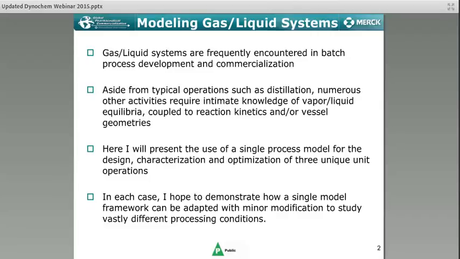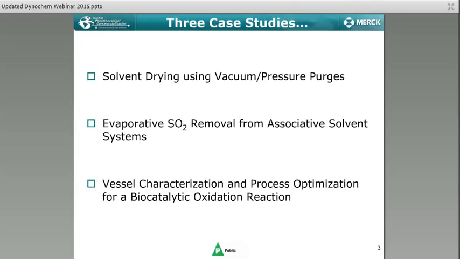I'm going to approach this through a series of case studies, 3 case studies in particular. And again, each of those case studies is going to start with a very similar model framework. And then hopefully you'll see that by making very minor modifications to that model framework, we can actually address modeling questions across a variety of unit operations.